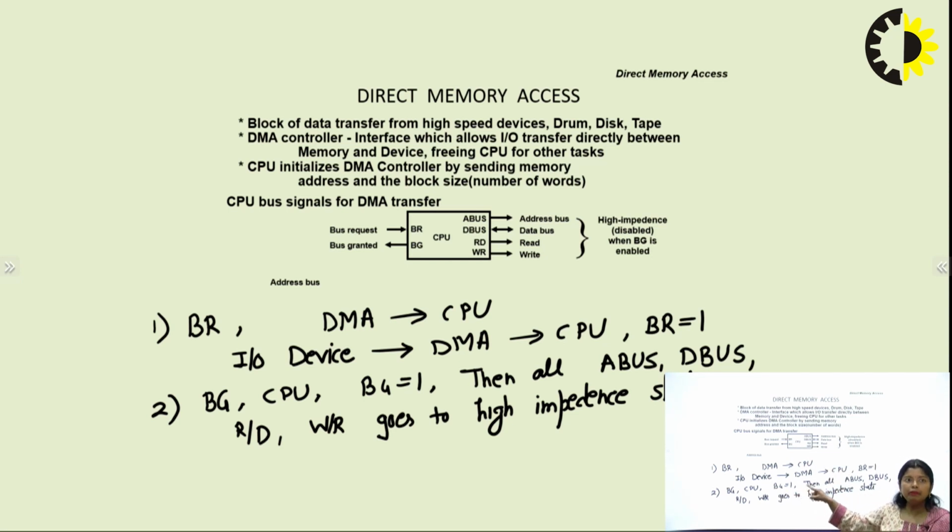When the CPU transmits this bus grant, all the address bus, data bus, read and write lines, all the lines are in the high impedance state. What is the meaning of high impedance state? High impedance state means all the values are in an open circuit. There is no significance of the output. At that moment, the DMA controls the IO transfer.